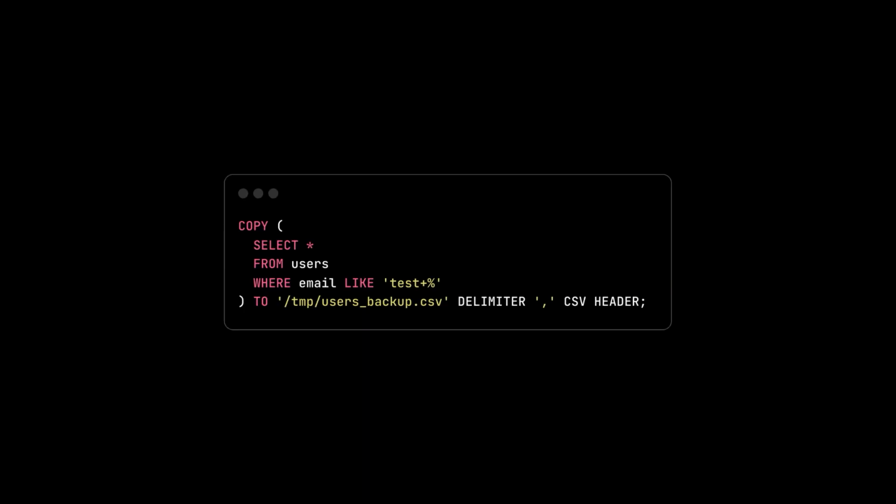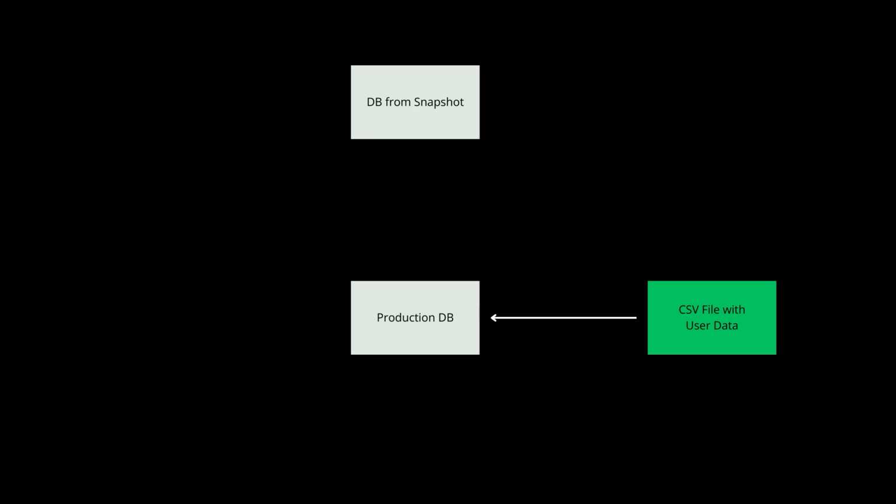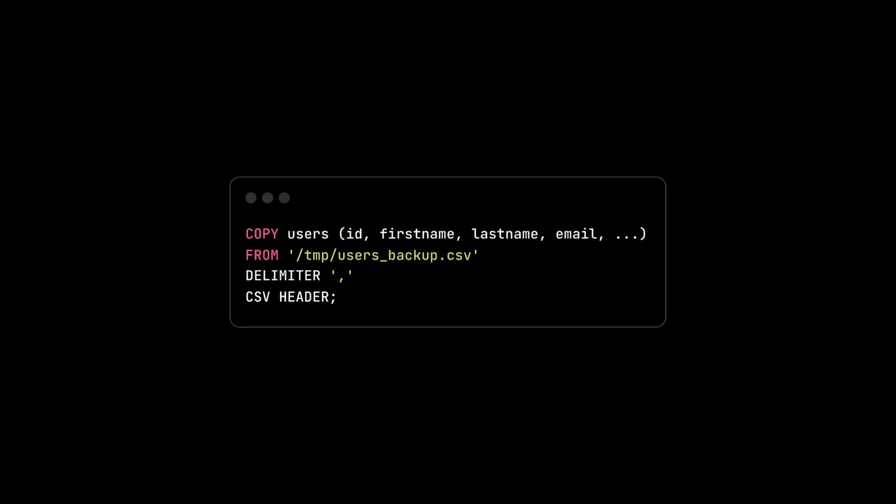Once the snapshot was live, I connected via an SSH tunnel to export only the data I needed. This simple SQL command helped me pull just the missing user records into a CSV file. With the data saved locally, I reconnected to the production database and used another SQL command to import it. This way, I could bring back the deleted users without overwriting any new ones. And just like that, my data was back.